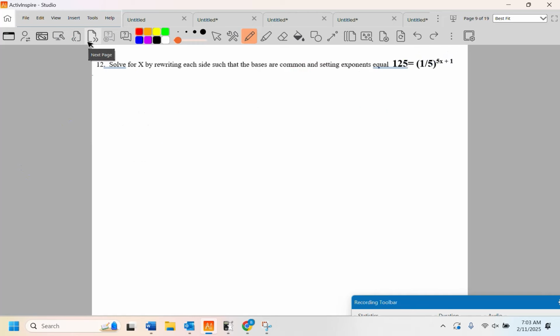Easy peasy, lemon squeezy. 12, solve for x by rewriting each side such that the bases are common and setting exponents equal to each other. So you do have to have some number sense here. 125 is a 5 cubed. 1/5 is a 5 to the negative first. Because think about it like this, 1 over 5 to the first is equal to 5 to the negative first. Think about it like that.